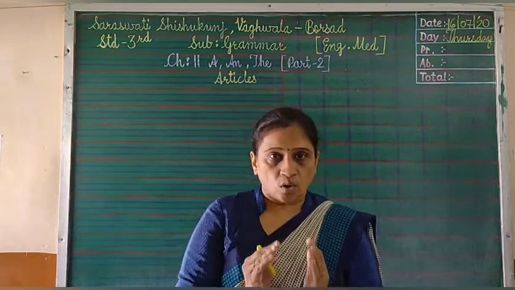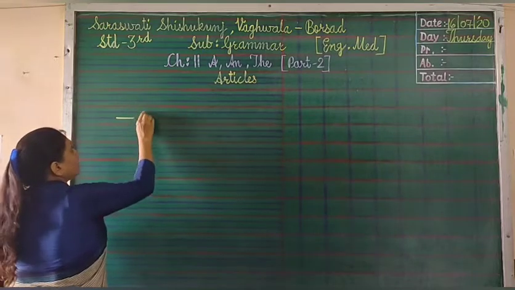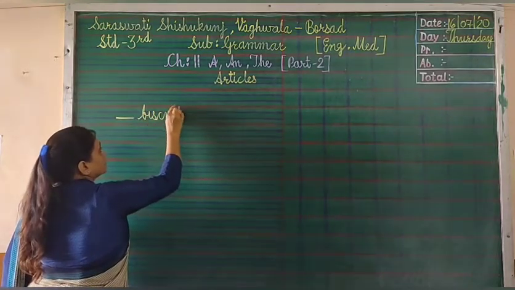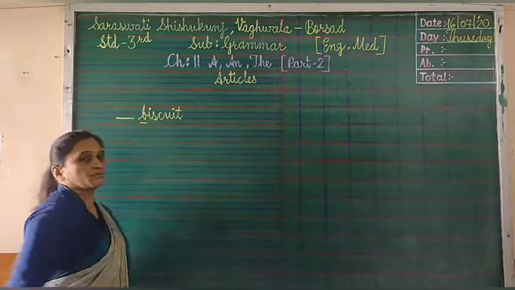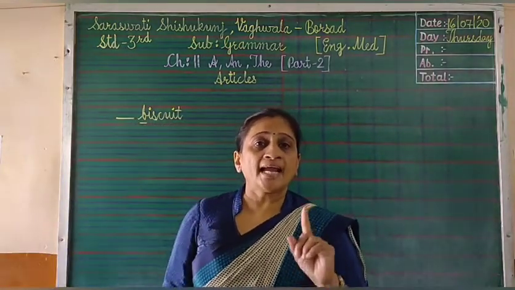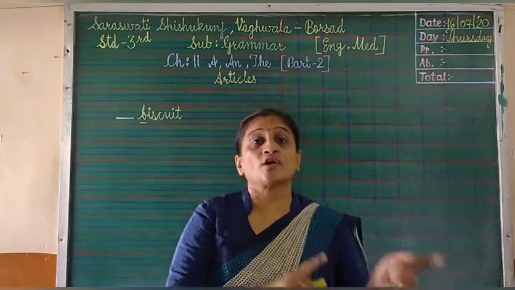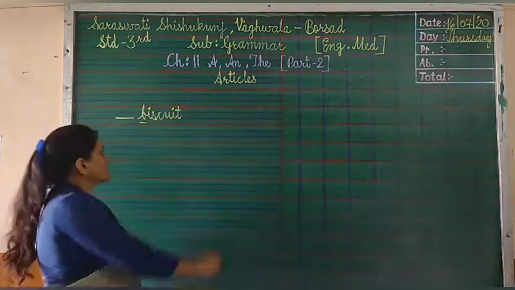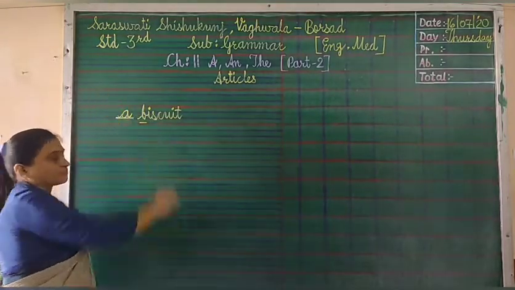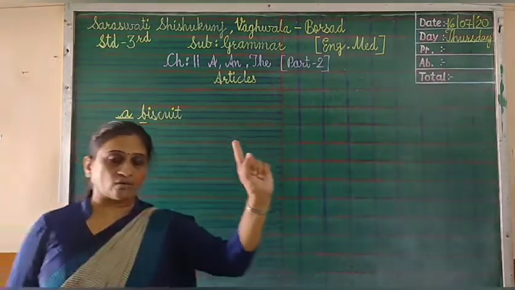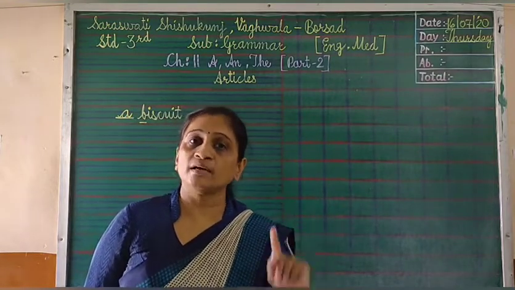For example, once again I am showing you A. Suppose here, biscuit. How do you understand which article will come here? With the help of the first letter, right? Already I have informed you, A, E, I, O, U are vowels. Before vowel sound words, you use an. The rest of all our letters are consonants. B is a consonant, right? So before a B word, you have to put a. And biscuit is only one, a singular noun.